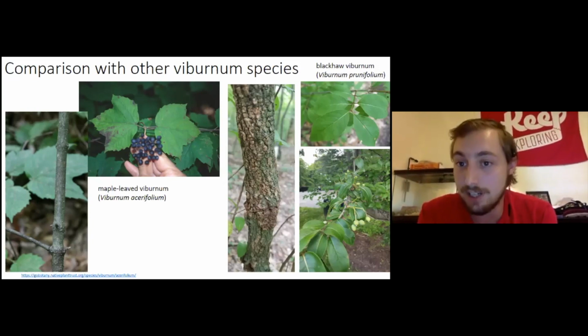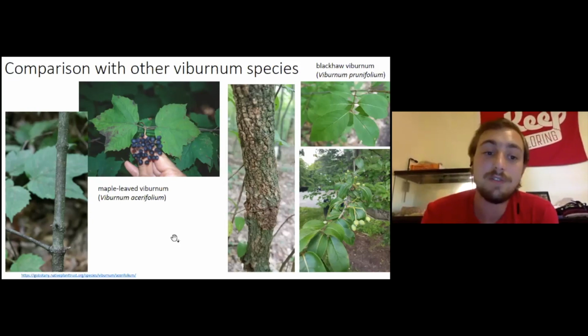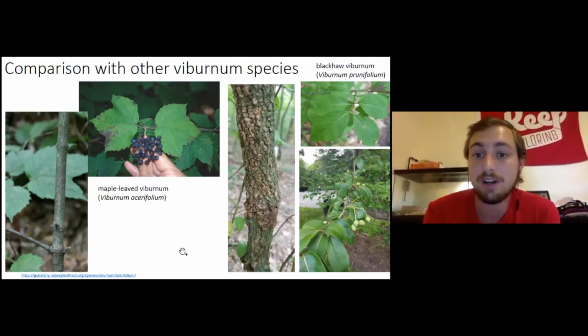It has these very cherry-esque leaves because they're very elliptic and have these small serrations along the margin. And as in our other two viburnum species, the bark stays relatively smooth and gray, whereas in our blackhaw viburnum, it actually forms these small plates, much smaller than you would see in flowering dogwood, and again would be multi-stemmed rather than single-stemmed like our flowering dogwood.